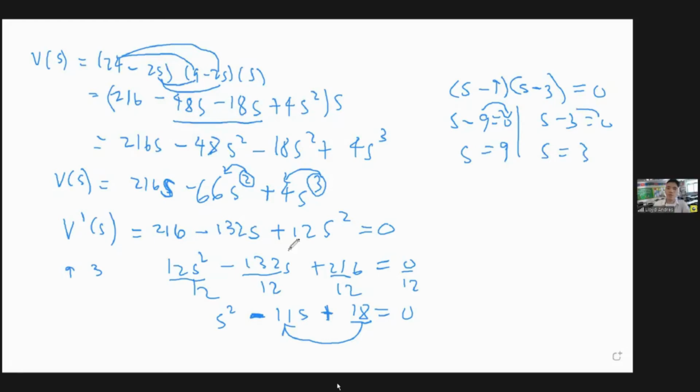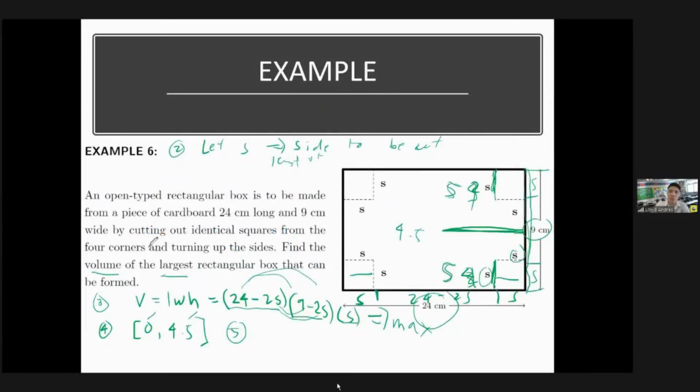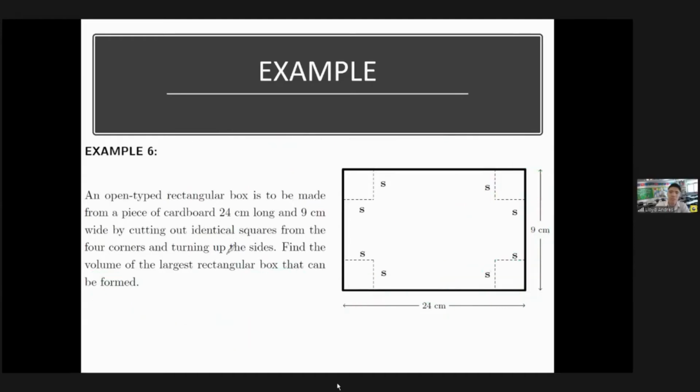And take note that we have a domain of 0 to 4.5, so the answer can only be here. Automatically, s equals 9 is a rejected solution because it does not belong to our interval. But s equals 3 is what we are looking for. Going back to our problem, this should be 3.